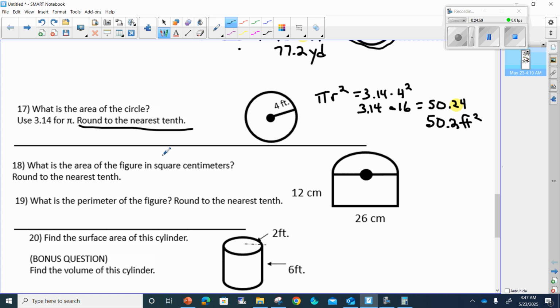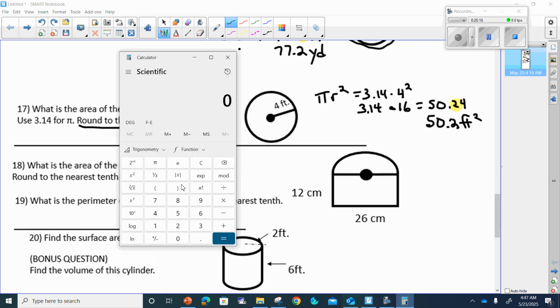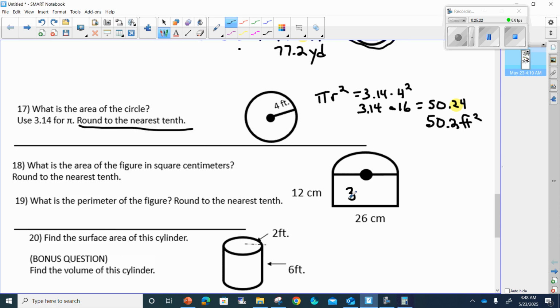Number 18, what is the area of the figure in square centimeters? This time we have half of a circle on top and a rectangle on the bottom. The rectangle is easy. That's length times width. That's 12 times 26. That's 312.